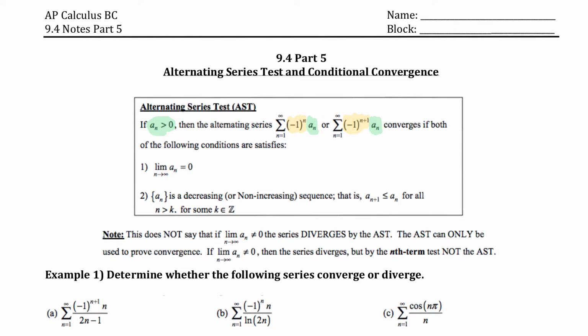So this is basically just saying that a sub n has to be decreasing, and the limit as n approaches infinity of a sub n has to be equal to 0. Note, this does not say that if the limit is not equal to 0, the series will diverge by the AST. It's diverging by the nth term test, not the AST. So let's get into some examples.